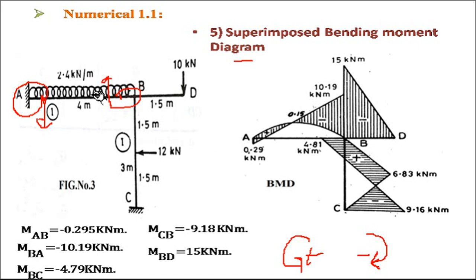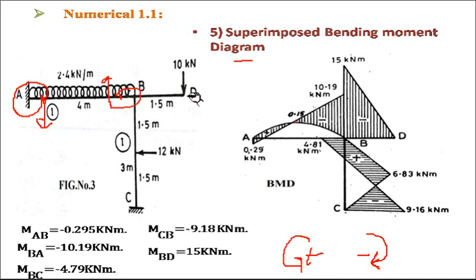Now you have to draw the free bending moment diagram. You know the formula to find the bending moment, that is WL square upon 8. Put the value of W as 2.4 and L as 4, and we get this value.